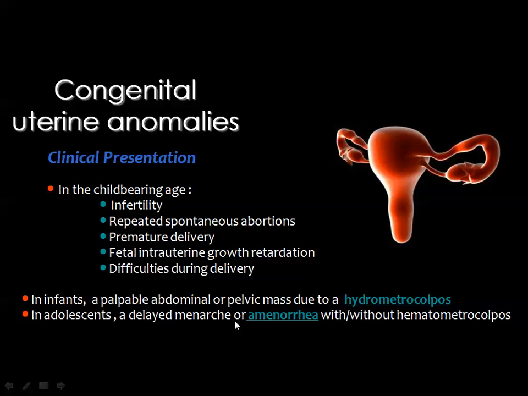While infants may present with hydrometrocolpus, distension of the vagina and the uterine cavity by secretions, or in adolescence after the start of the menses, they may present with amenorrhea or hematometrocolpus, meaning that the vagina and the uterus are distended by blood.